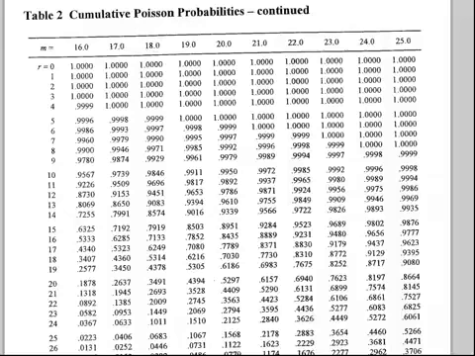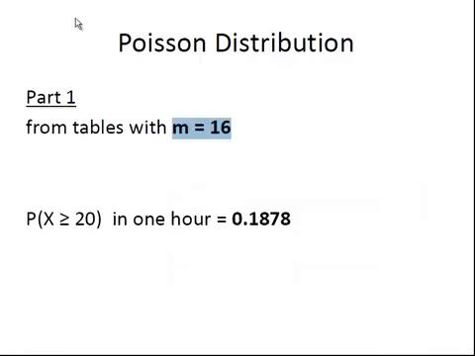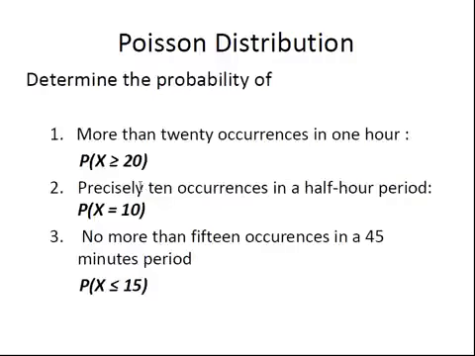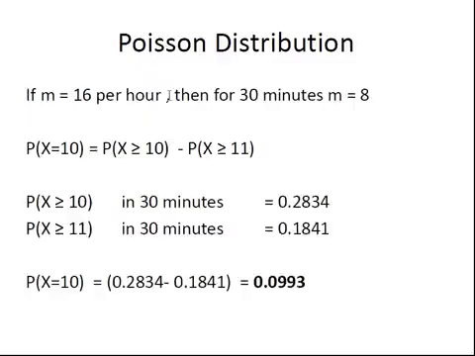Let's go to the next question, and that is we're asked to find the probability of x equal to 10, precisely 10 occurrences in a half-hour period. Well, first off, if we expect 16 in 1 hour, we only expect 8 in half an hour. So if m is equal to 16 per hour, then for a 30-minute period, m is going to be 8. So the Poisson mean for a half-hour period is 8.